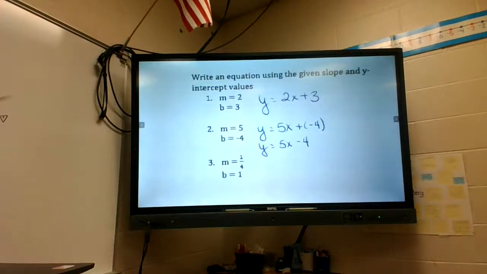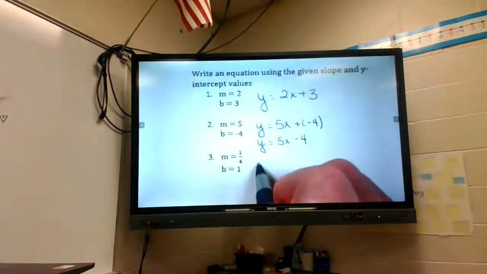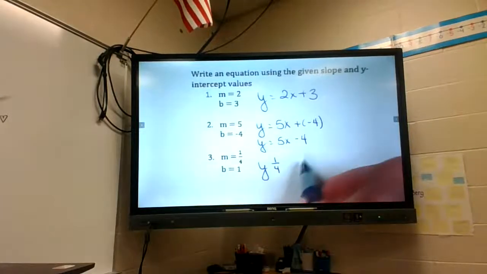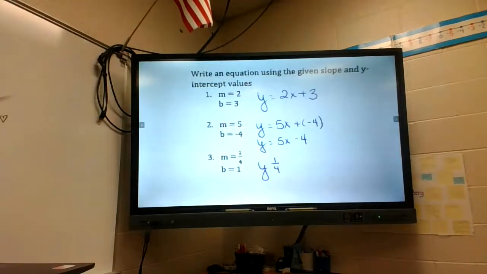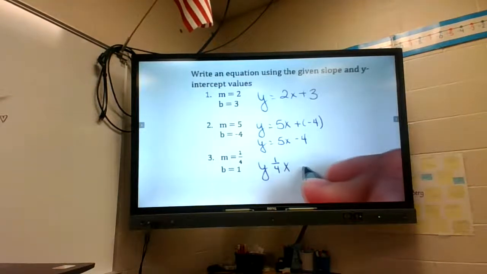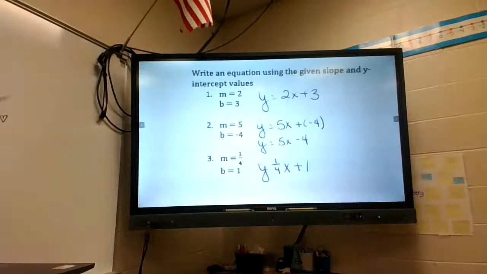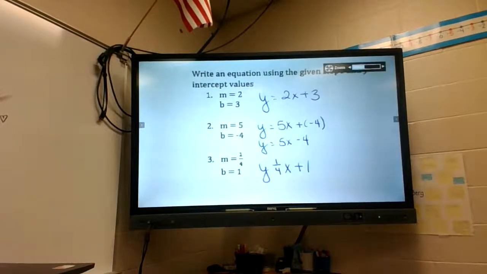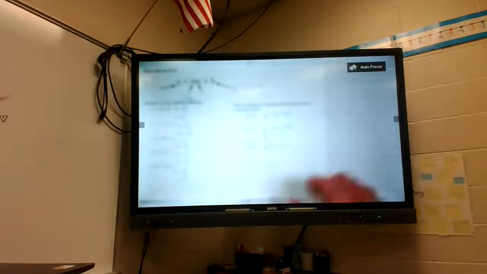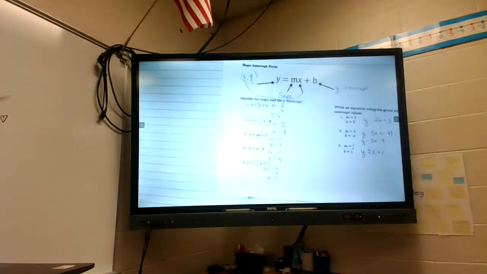Number 3. Who wants to do number 3? Daisy. Y equals 1/4 plus 1. You forgot something very important. I did? Yes. Oh, x. Yeah, 1/4 x plus 1. Everybody good? Yes. Okay, you can go ahead and glue that in on your next page. If you need to trim some off to get it in there. Now we're pre-algebra. We can problem solve. Yeah, you can go ahead and glue it in. We're done writing.